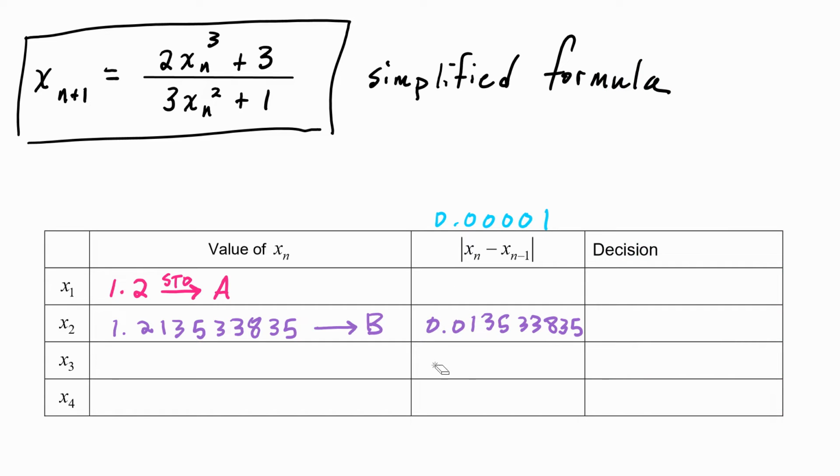Because this number is bigger than our accuracy, that means we are not accurate enough, so that means we have to continue. Because this was greater than 0.00001, we keep going. Okay, let's try to find x3 now.